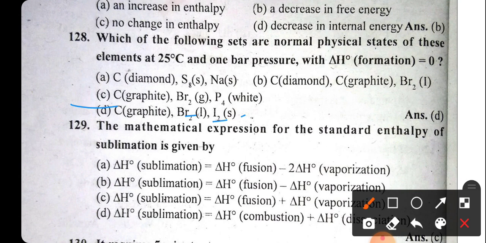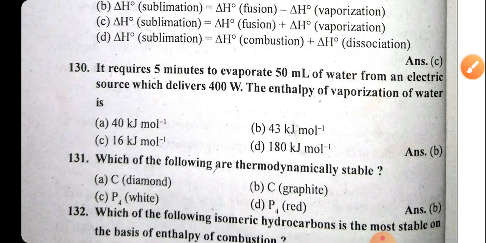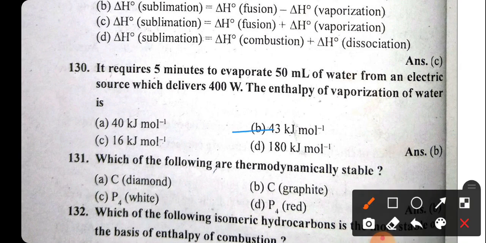Now the next question is, the mathematical expression for the standard enthalpy of sublimation is given by option number C, that is delta H degree sublimation is equal to delta H degree fusion plus delta H vaporization. That is option number C, the right answer. Now the next question is, it requires 5 minutes to evaporate 50 ml of water from an electric source which delivers 400 watt. The enthalpy of vaporization of water is 43 kilojoule per mole. Option number B will be the right answer.